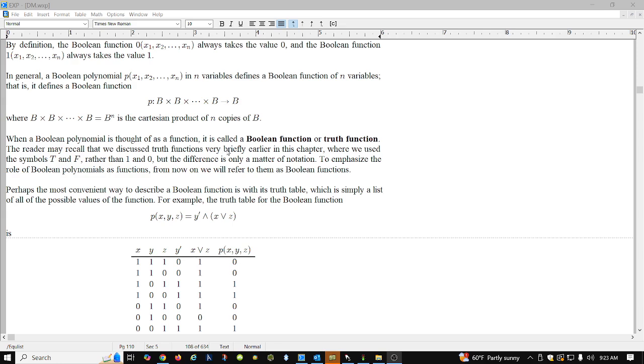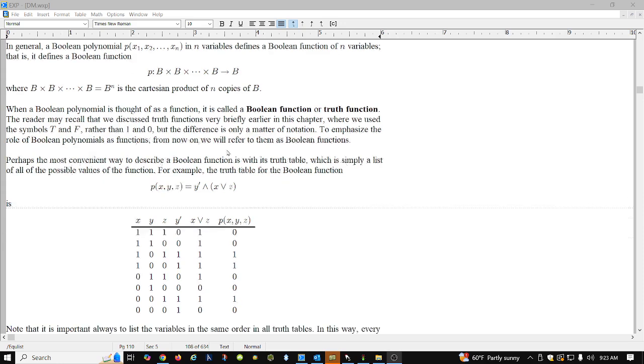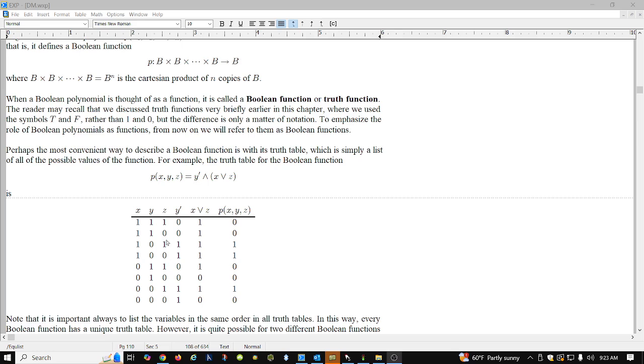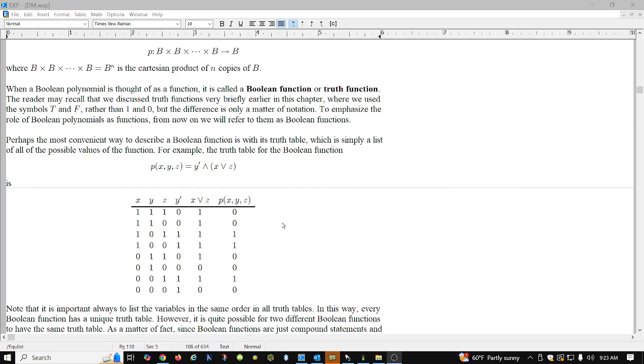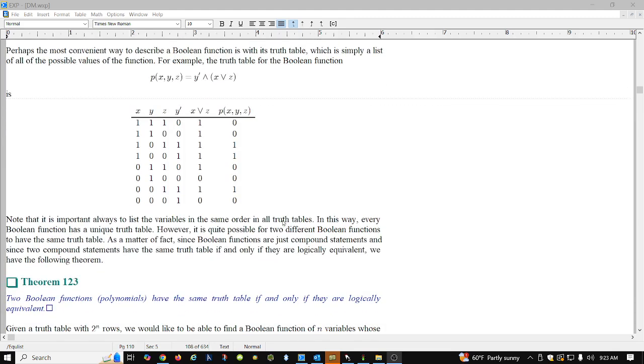The most convenient way to describe a Boolean function is by writing down its truth table, because that displays all of its possible values. So here's an example. And as I mentioned before, when you design truth tables, when you construct them, it's critically important always to list the variables, their values, in the same order.